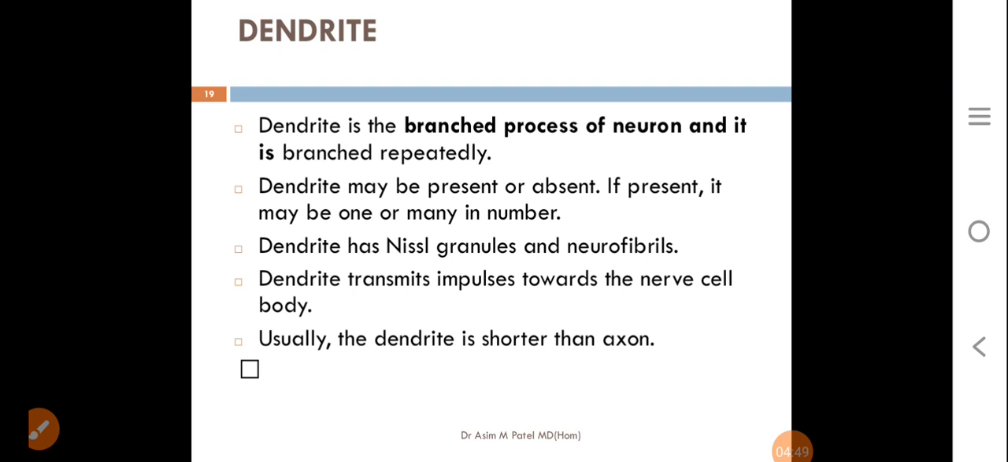The next thing is we will study about their processes. The first one is about the dendrite. Dendrite is a branched process of neuron and it is branched repeatedly. So one dendrite can be again branched repeatedly. These dendrites may be present or may be absent, and if present it may be one or many in number. It contains nissl granules and also neurofibrils, and these dendrites, they transmit the impulses towards the nerve cell body. Usually the dendrite is shorter than axon.